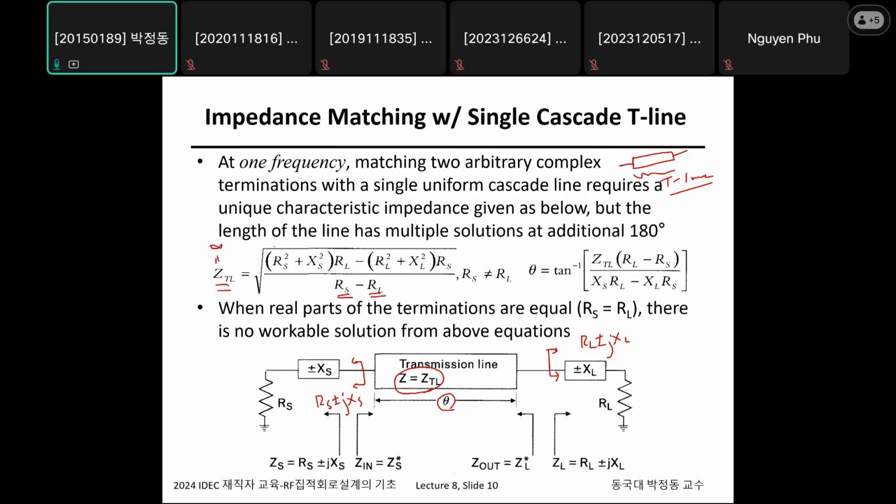Okay, you should not use a single transmission line matching network when RS equals RL. It's impossible. That's true. Why? Because of this. Let's say XS and XL are 0. Then if RS equals RL, you don't even need any matching network, right? That's why it doesn't have one. Also, zeta is the same. If RL and RS are the same, then zeta is 0.